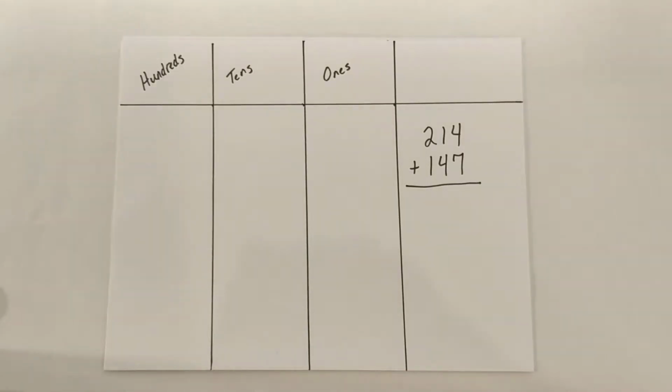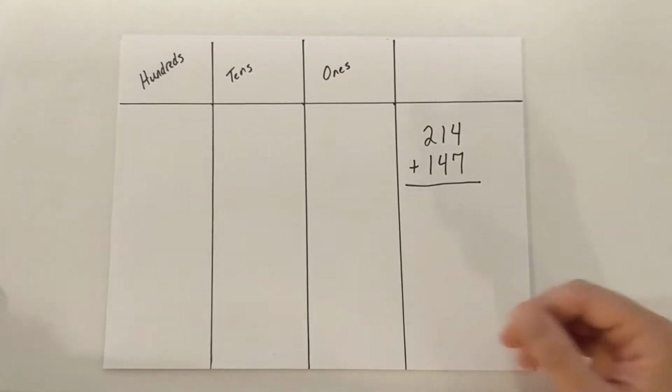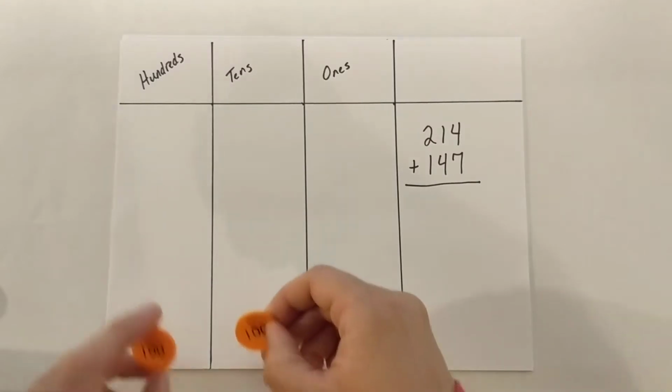The first thing that you want your students to do when using place value disks is to build the numbers that they're going to be adding using the disks. It's always a good idea to have them use a place value chart. I just created a very simple 3-digit one, but always have them use the place value chart so they can really see what's happening within each place value.